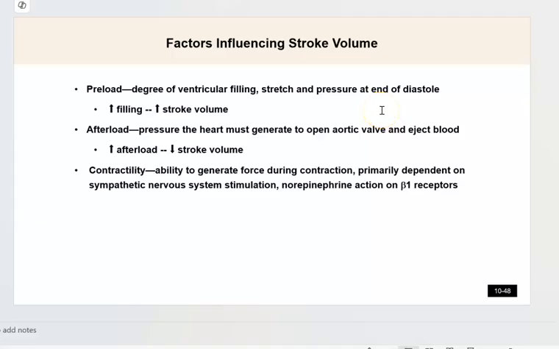So your afterload is the force experienced by the ventricle after the contraction has started. Meaning, the force that my ventricle meets is my afterload. And that's also the force that is needed to overcome to open the aortic valve and begin the ejection. So the most common source of afterload is the aortic diastolic pressure that must be overcome to open up that valve and to begin the ejection.